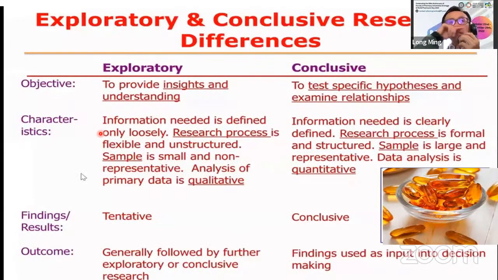Let's compare these two types of research. First we have the exploratory research, the second part is conclusive research. Let's take for example fish oil or omega-3, omega-6. Which one would you recommend to patients who, let's say, suffer from hypercholesterolemia, or who would like to take it for prevention of VTE or thromboembolism? Is there any data to support the use or not in terms of evidence-based medicine?